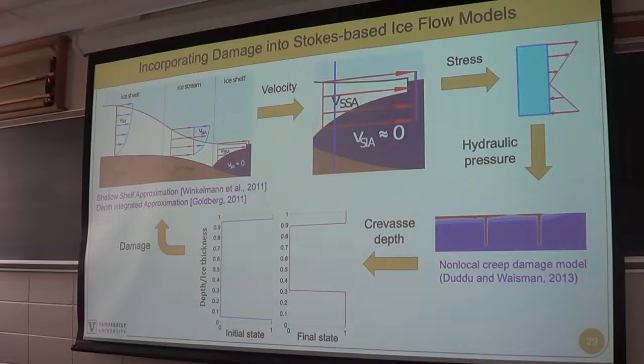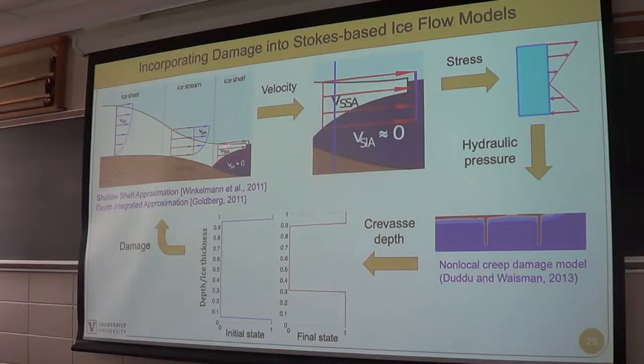And the way he envisioned it is, let's take the shallow shelf approximation, or even something else like a DEVA, the depth integrated velocity approximation, and you get these ice shelf velocities. And if it is in the shallow shelves, we can say that the velocity is, because it's plug flow, not varying in the vertical direction, right?